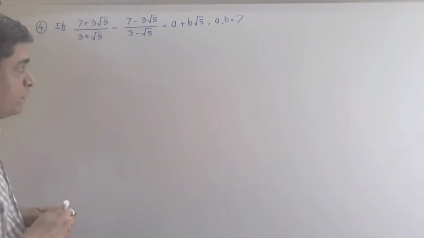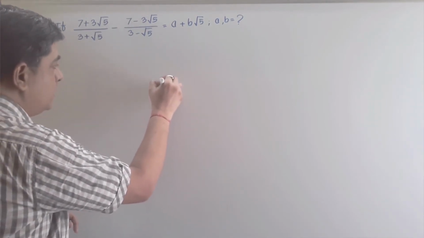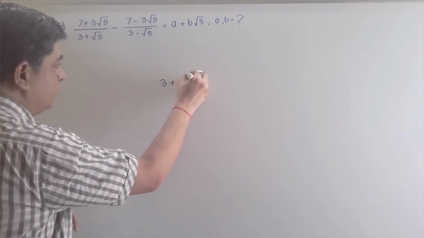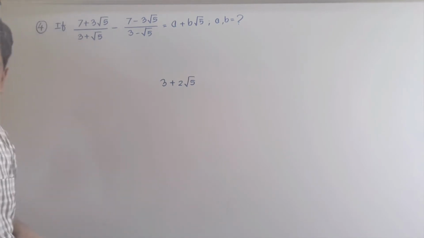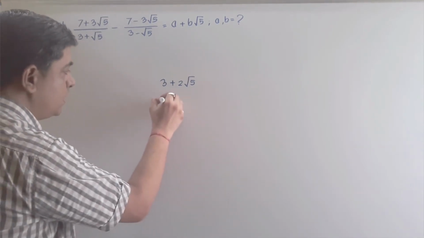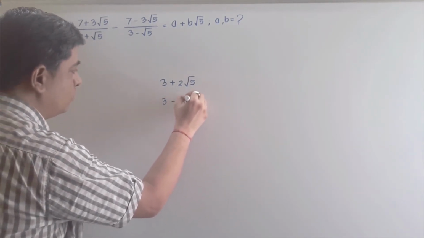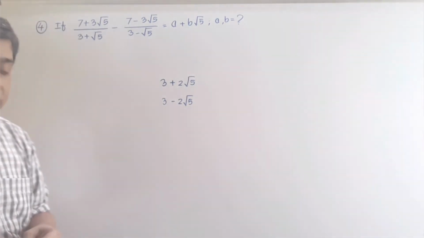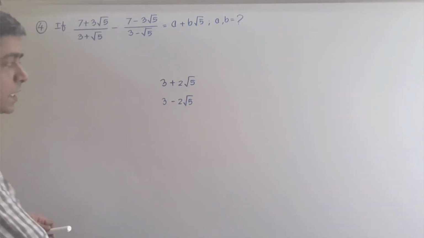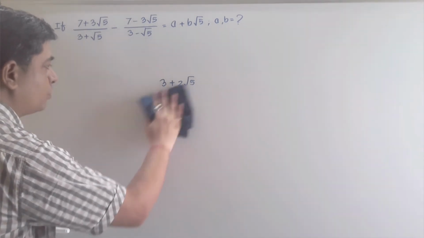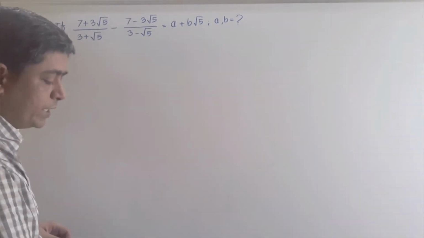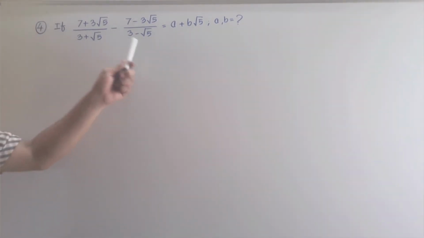For example, if I say 3 plus 2 under root of 5, what is the conjugate of this one? 3 minus 2 under root of 5. Same term, only with a different sign between the two terms. So in this kind of question where the denominators are conjugates of each other, we can simplify directly.